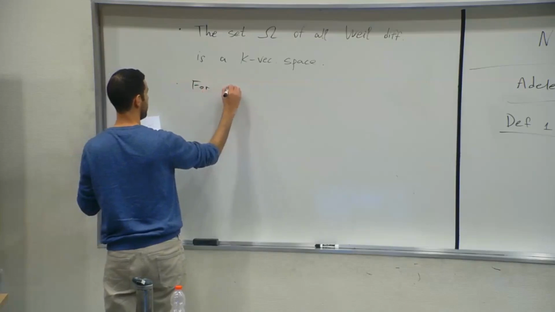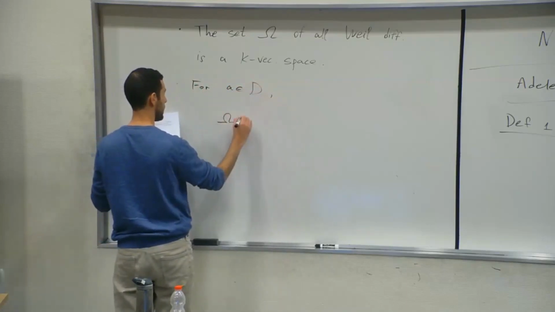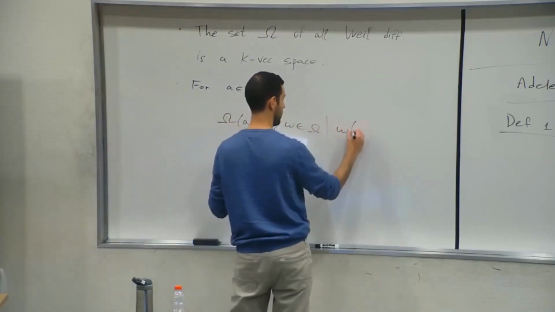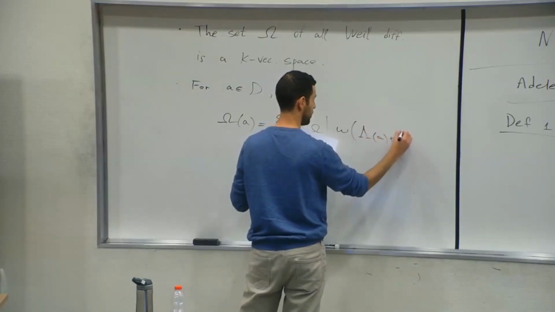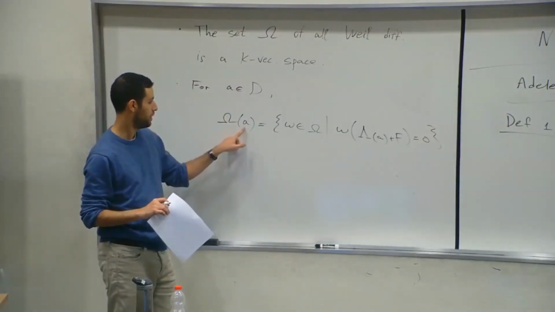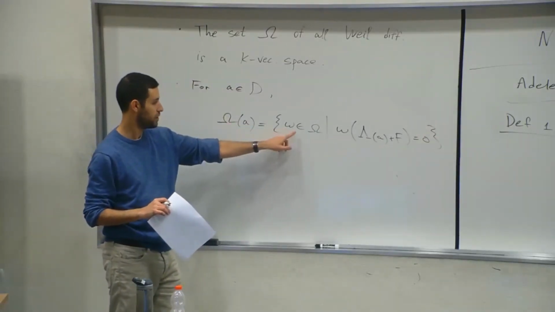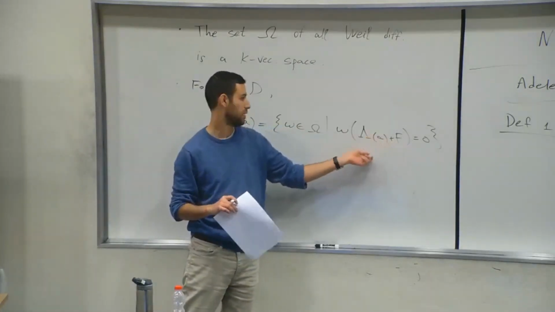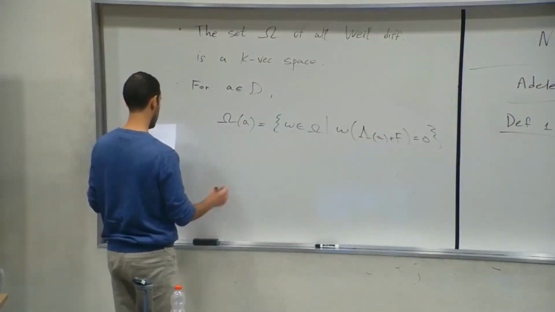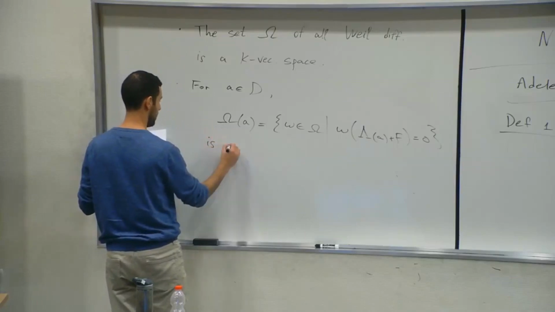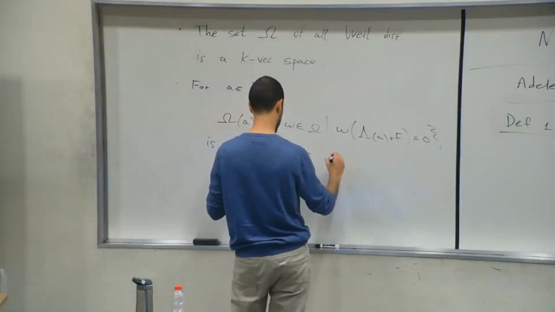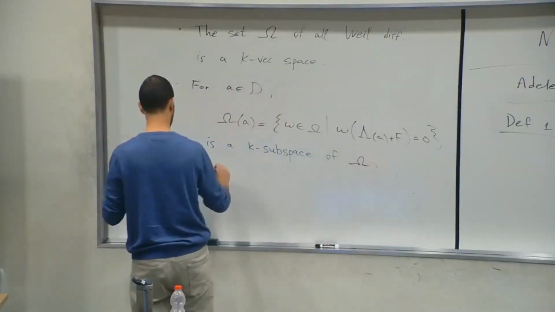And again, for a divisor A, we define Omega(A), all the Weil differentials such that this is 0, that they vanish on Lambda(A) plus F. So, right, every Weil differential has some A such that this holds. In fact, many, right? Okay, this is a K subspace of Omega. And the important thing, what is the dimension?